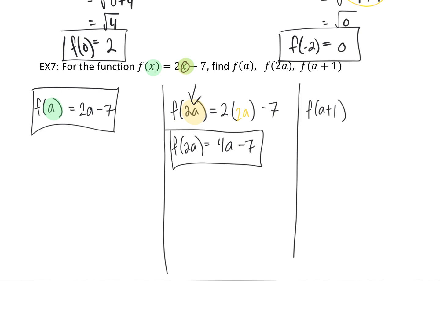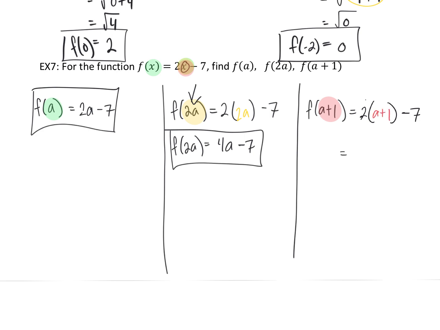Now let's take a look at the last one. This one's a binomial being thrown in. But again, don't worry. Wherever you see the x, just swap it out with that binomial. So this is going to equal 2 times my whole binomial minus 7. And my whole binomial is a plus 1.